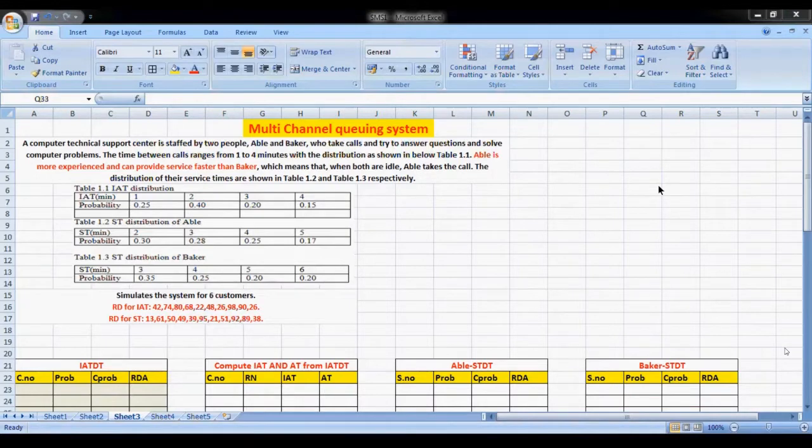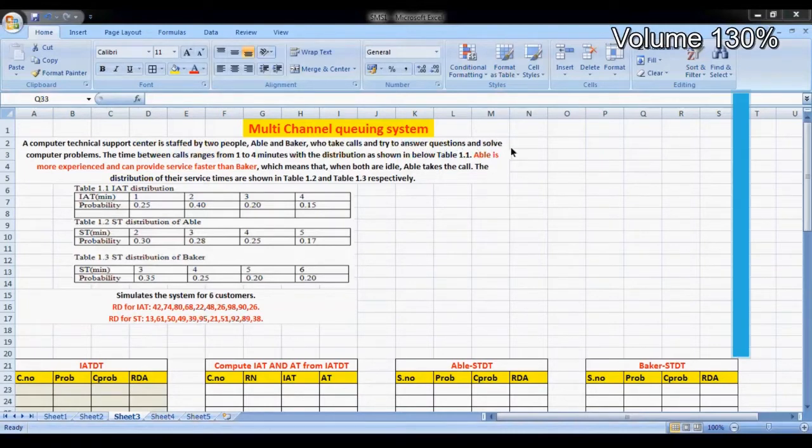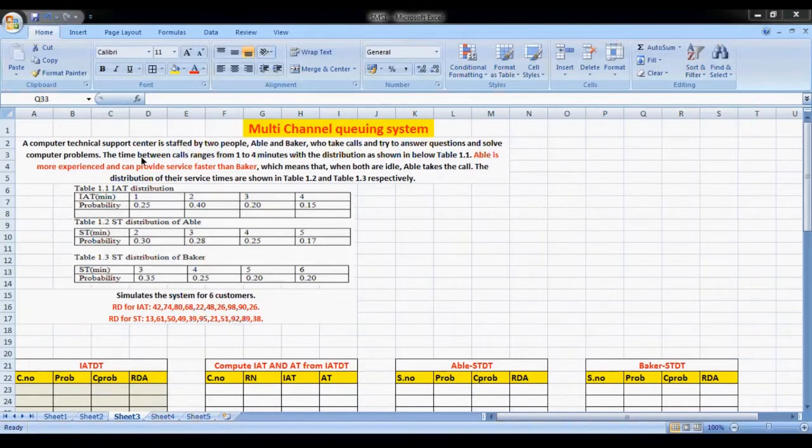So the next type of problem in the model one is the multi-channel queuing system. Let us take a scenario or question. A computer technical support center is staffed by two people, Abel and Baker, who take a call and try to answer questions and solve computer problems. The time between calls ranges from 1 to 4 minutes with the distribution as shown in table 1.1. So the interval time distribution table is given here.